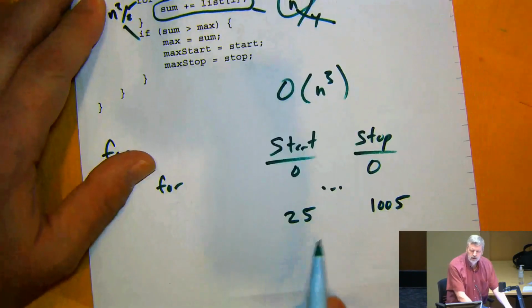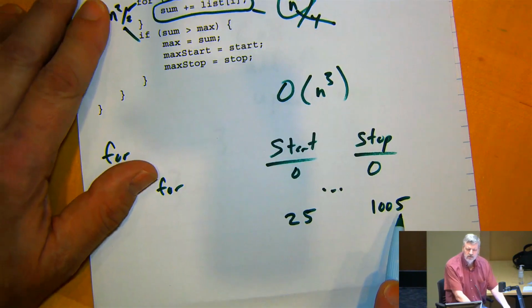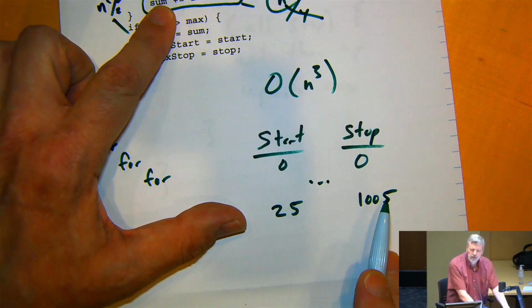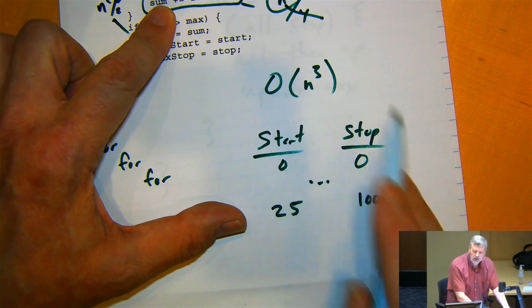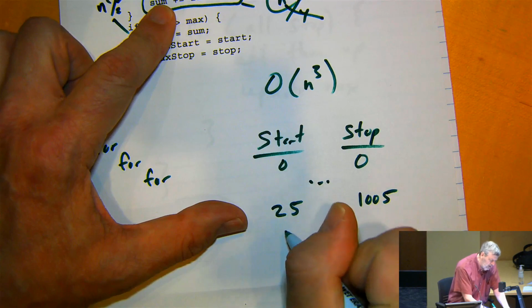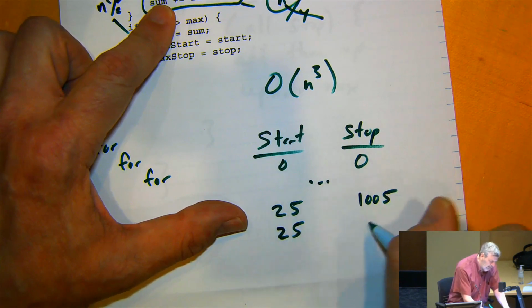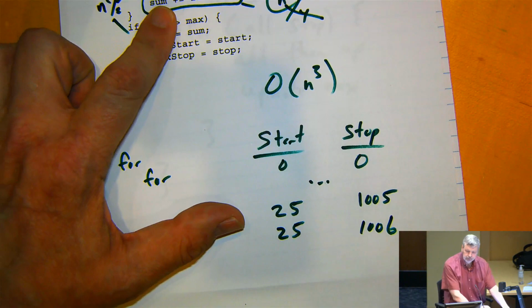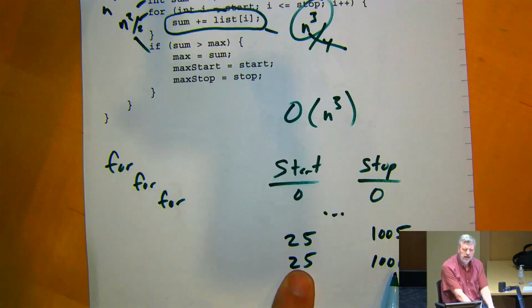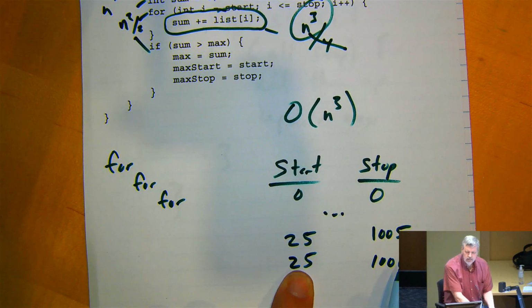So your two outer loops are dealing with a start of 25 and a stop of 1,005. What does the inner loop do? The inner loop runs from 25 to 1,005, adding up all the numbers. Then what ends up happening? Then we come back around and we change the value of stop. And suppose there's a lot more left in this array. Then it's going to do 25 through 1,006. Well, what's that going to do? The inner loop does a sum starting at array sub 25, adding it all the way up to array sub 1,006.